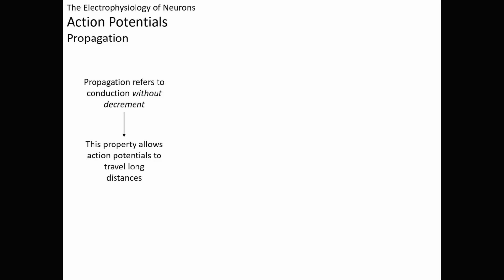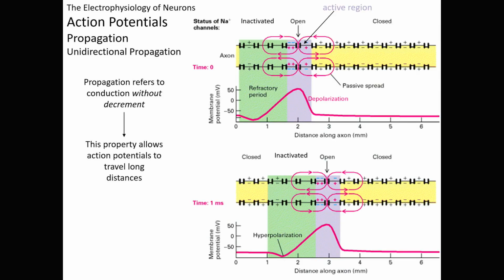Again, the fact that you can propagate action potentials without decrement is what allows them to travel long distances. So again, that contrasts with graded potentials. So let's talk about how action potentials propagate. And so we've got this figure here to help guide this conversation.